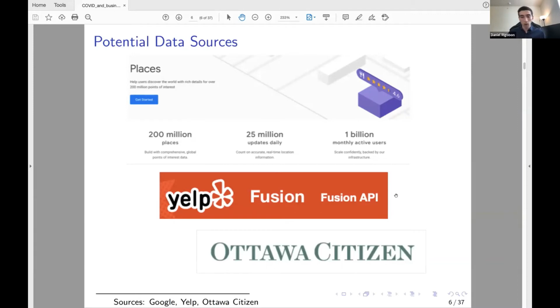So for instance, in the Ottawa Citizen, perhaps there's an article that comes up when some business is open in a particular area. So if we could detect that, this would give us an idea of entries.